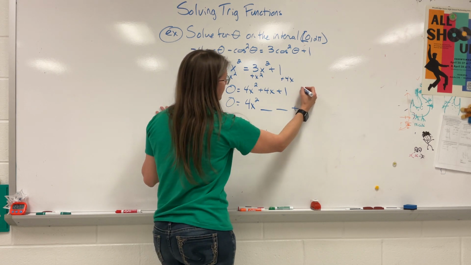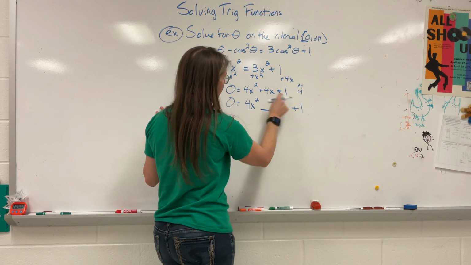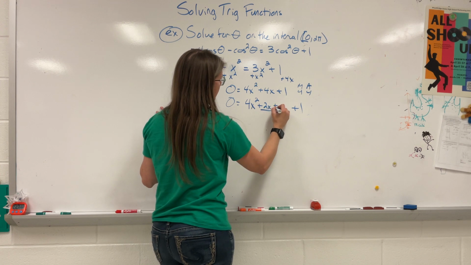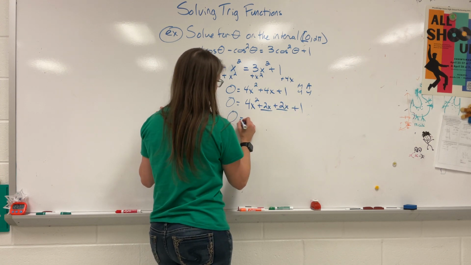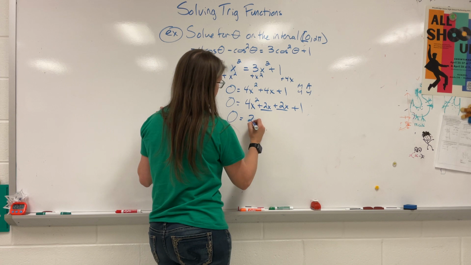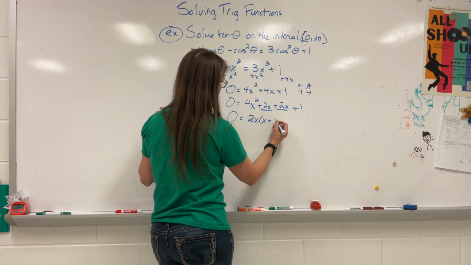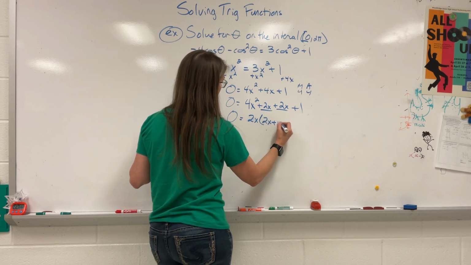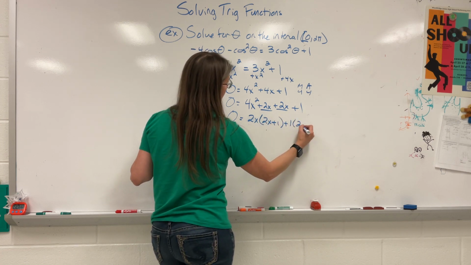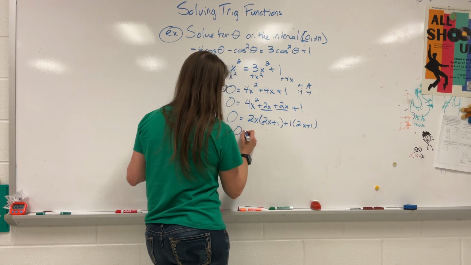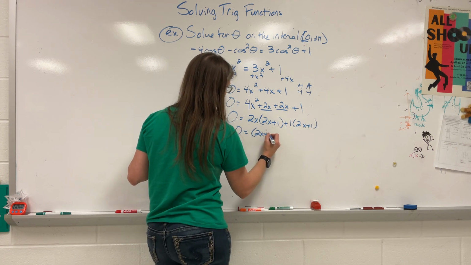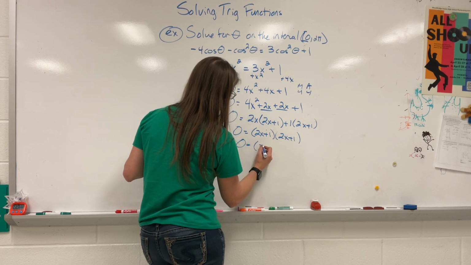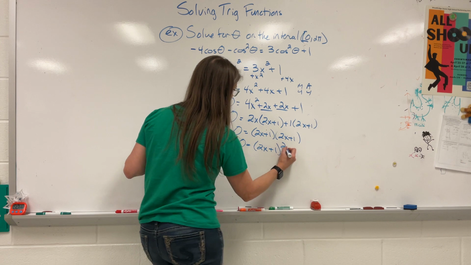So I'm looking for two numbers. They have to multiply to be 4, and they have to add to be 4. And that is going to be 2x and 2x. So 2x times 2x plus 1 plus 1 times 2x plus 1. 0 is equal to 2x plus 1 times 2x plus 1, which is essentially 2x plus 1 squared.